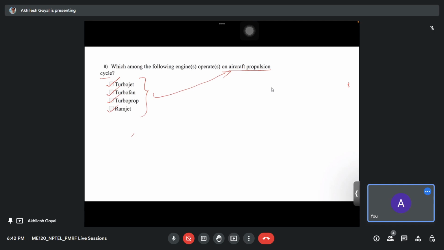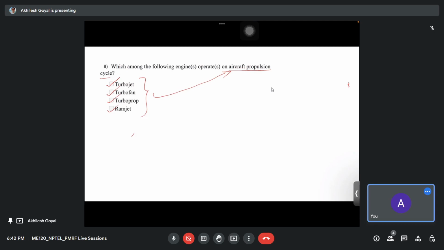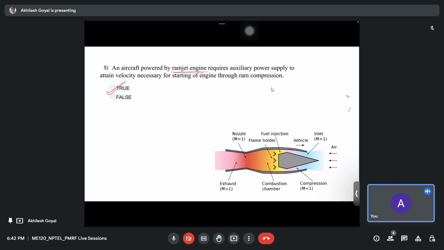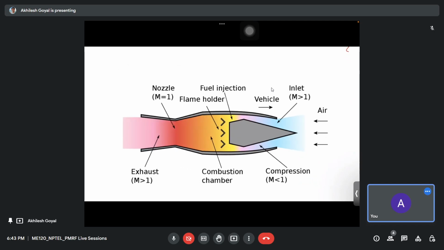And moving to the next question. Sir, what is Ramjet? So, the Ramjet engine, let me tell you. Can you see question number 5 here on the slides? Yes, sir. Yeah, so basically in this slide you can see this figure. I'm zooming it out. So this is basically a Ramjet engine arrangement.